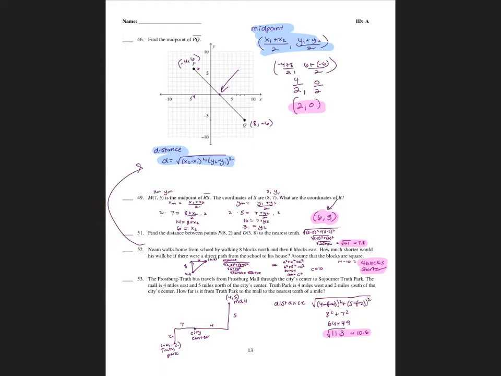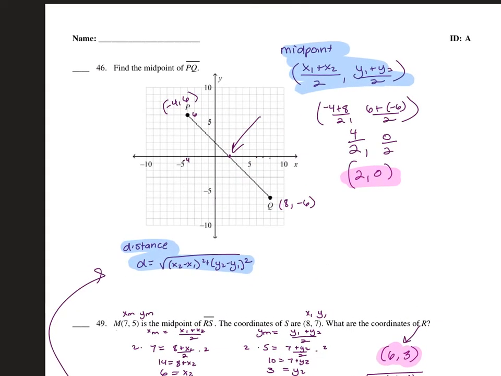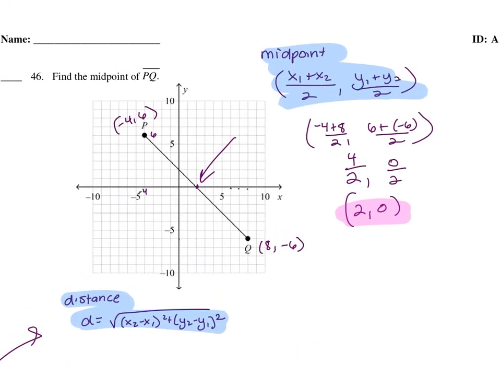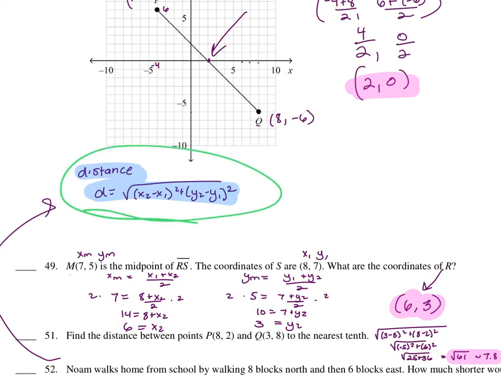46, find the midpoint. So the midpoint formula, this is the first time you've seen a formula that you need to know, which is the midpoint: x1 plus x2 over 2, and then y1 plus y2 over 2. That should be 2, 0. Second formula you need to know is distance: square root of x2 minus x1 squared plus y2 minus y1 squared.